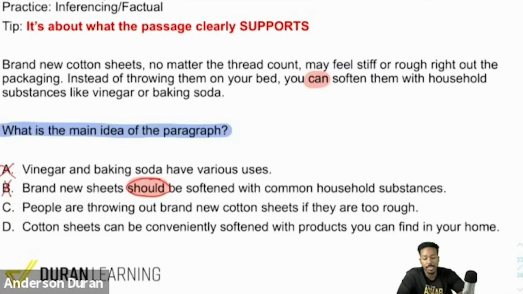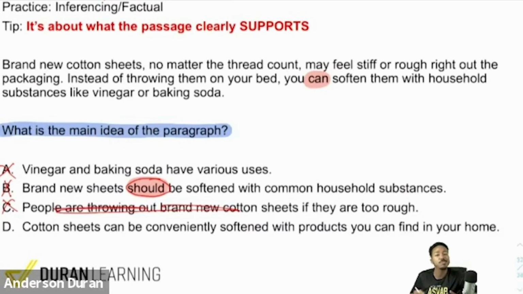So let's take a look at C. People are throwing out brand new cotton sheets if they are too rough. Let me read that again. People are throwing out brand new cotton sheets if they are too rough. Where did I read that people are throwing out brand new cotton sheets? Is that ever mentioned in the passage? No. That doesn't even appear. So we've already eliminated A, B, and C.